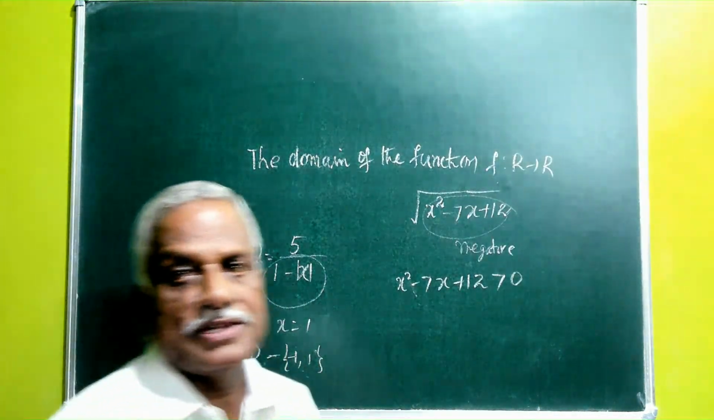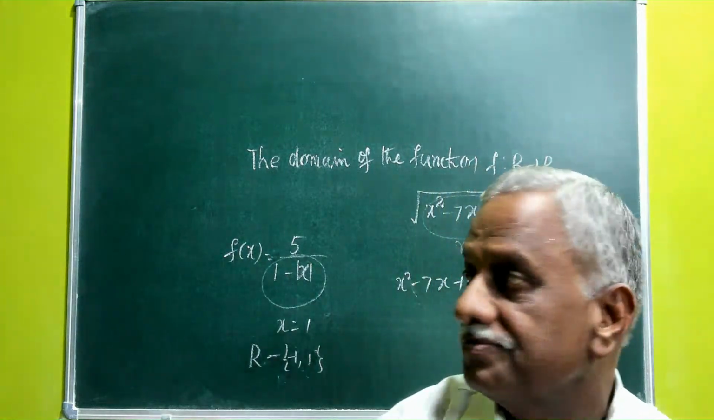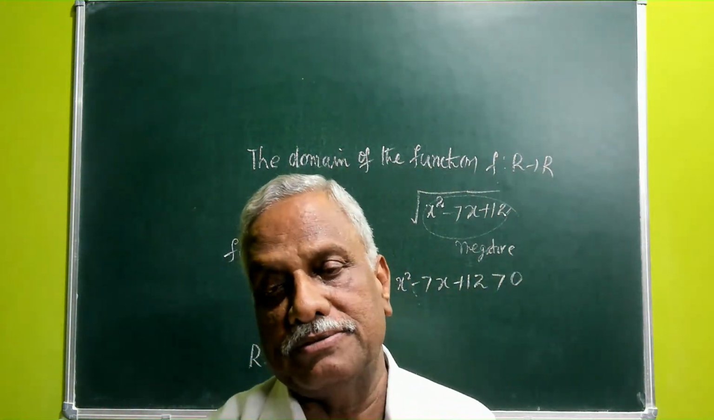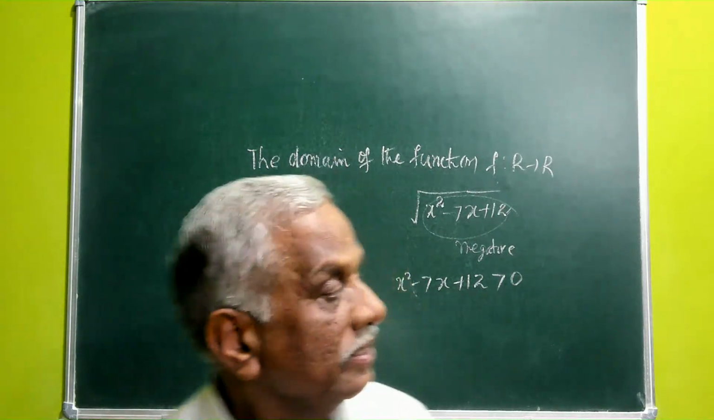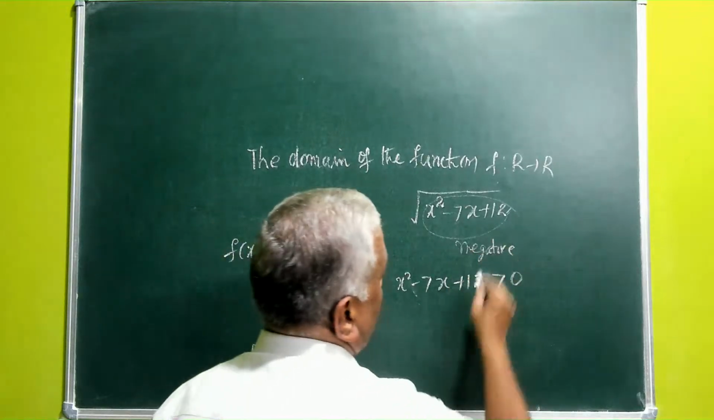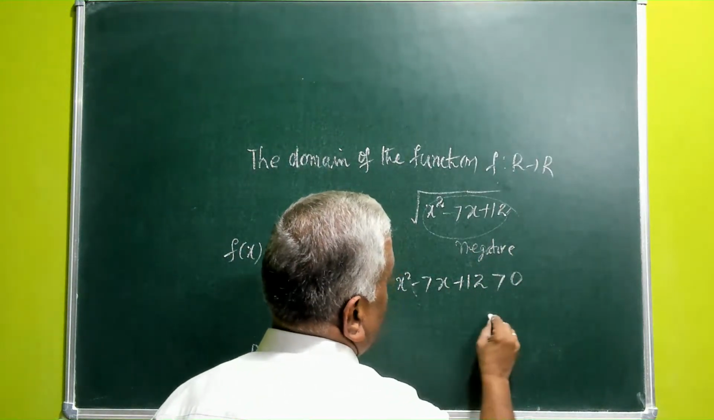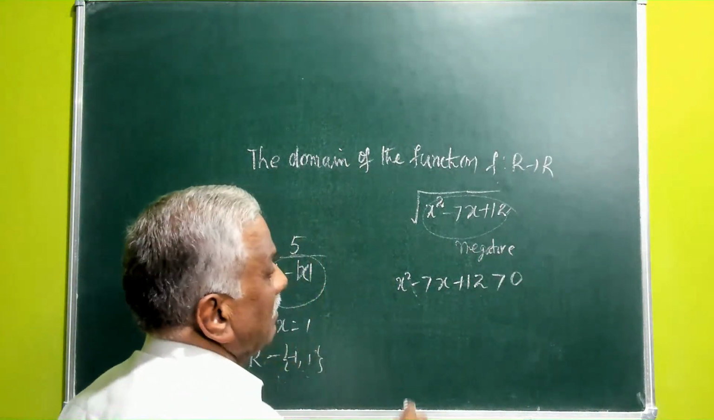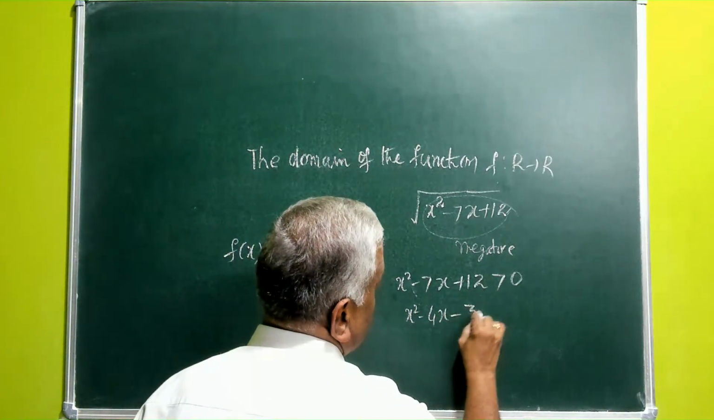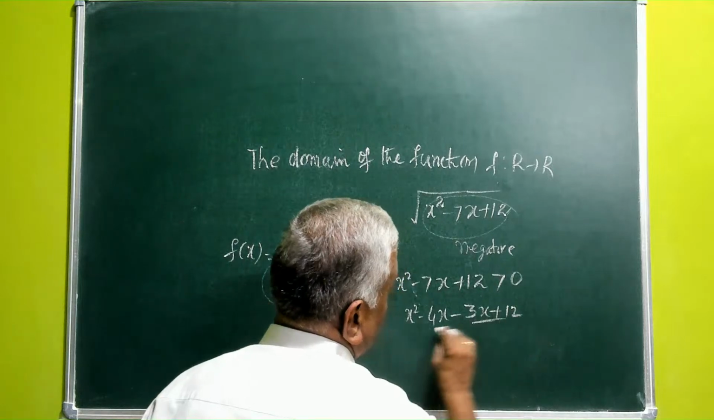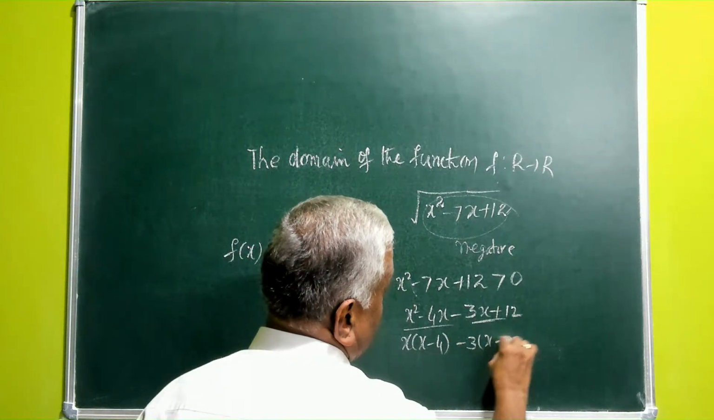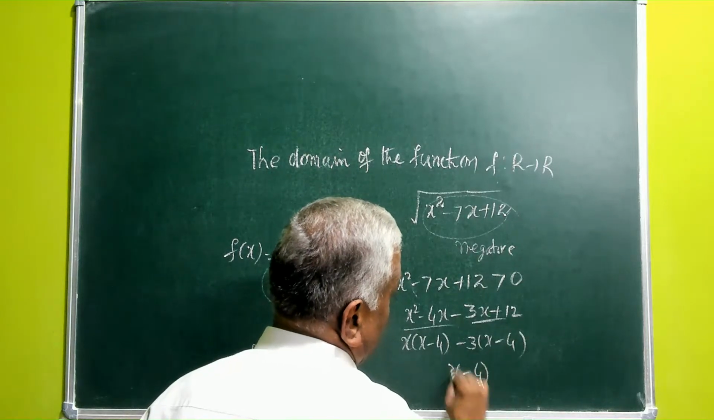I'll just brief this. Domain and range: they will give either an expression inside the root, or in the denominator. For example, when this is given, you are going to solve this. When you solve this trinomial, 12, what are the factors of 12? 4 and 3: x square minus 4x minus 3x plus 12. So you can take x as a common factor, x minus 4, and 3 as a common factor, so x minus 4 into x minus 3.